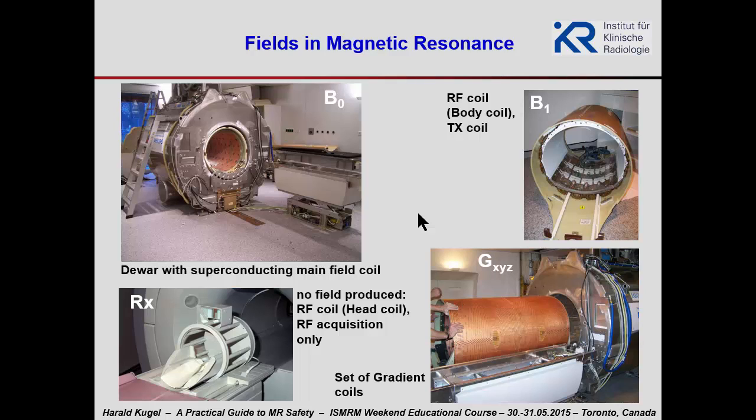Then we have so-called switched gradients produced by a set of gradient coils, a tube which is pushed into the opening of the main field coil dewar. These gradients modify the static magnetic field. And then we have the radio frequency coil producing the B1 field, a radio frequency field used for spin excitation. There are other coils in scanners, for example, like this. These are also radio frequency coils, but they are for acquisition only. They don't produce fields of their own, so they don't add to specific hazards.